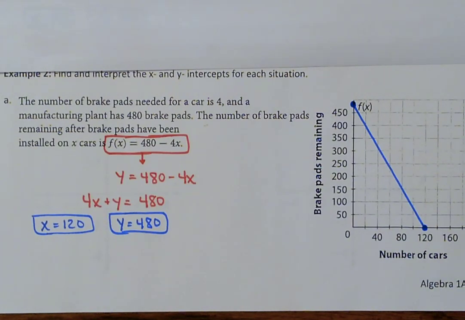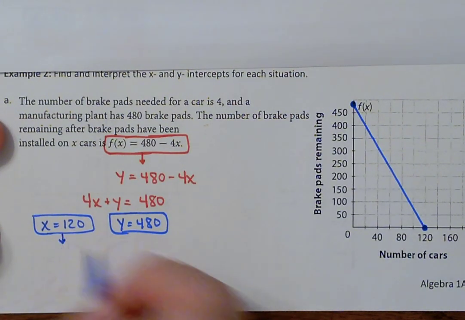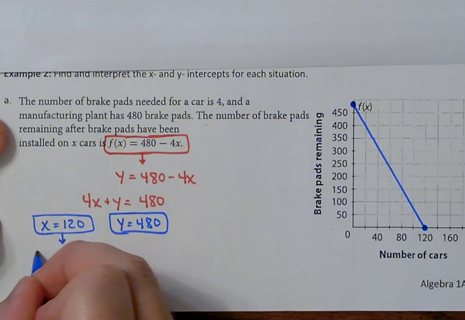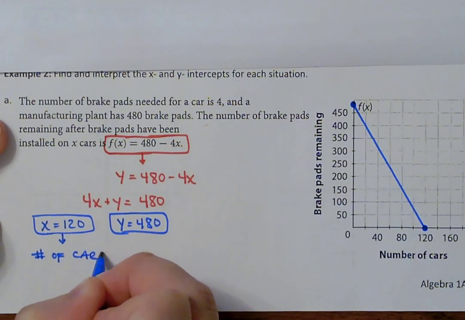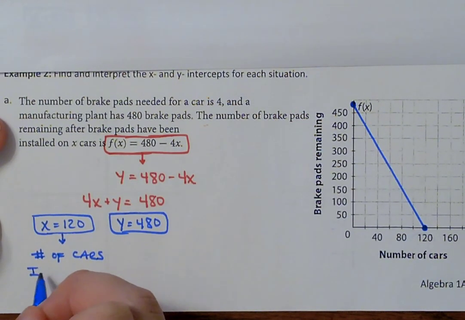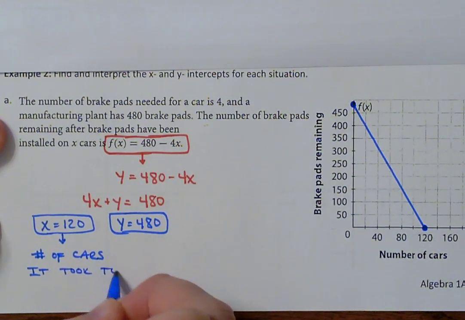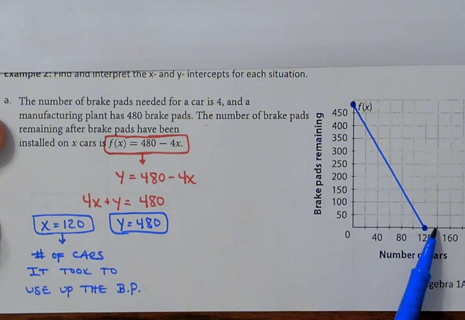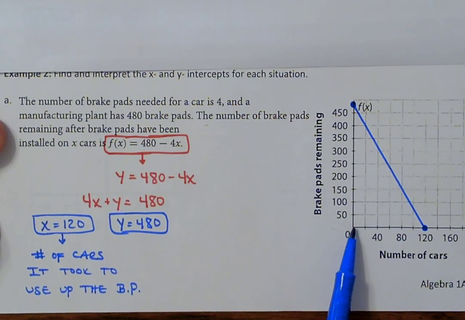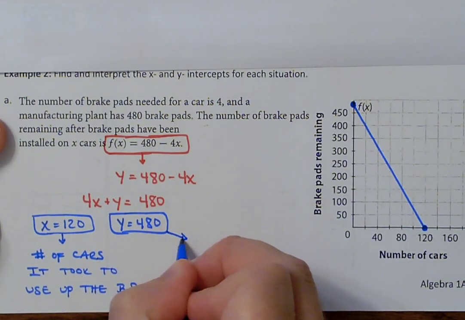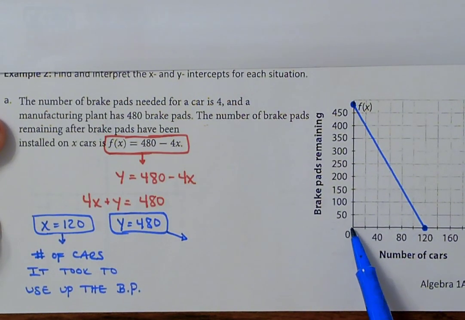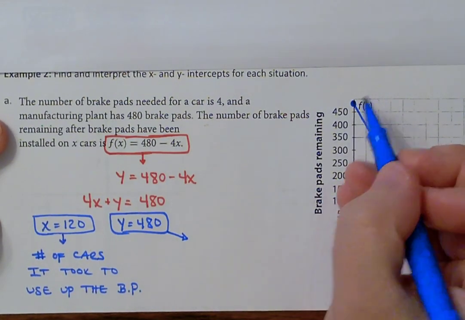Now, what does my x and y mean? Well, my x-intercept refers to the number of cars, 120, when there are 0 brake pads remaining. So my 120 refers to the number of cars it took to use up all the brake pads. Now 480 is going to refer to how many brake pads I started out with. Okay, and I'm starting out with that because I've had 0 cars to put brake pads on. So that means 480 is how many brake pads I started out with.